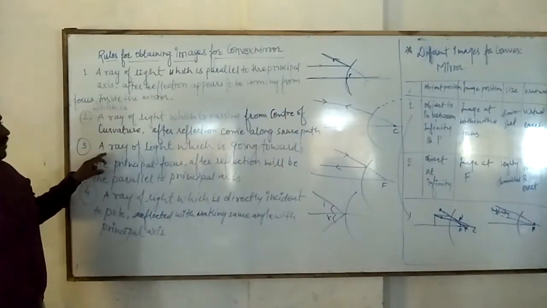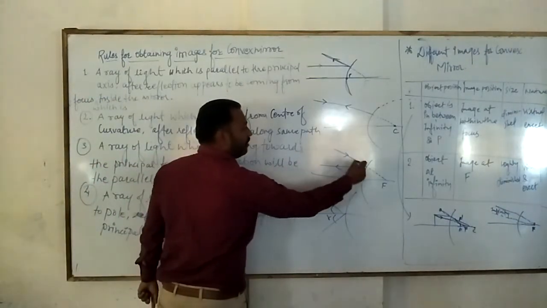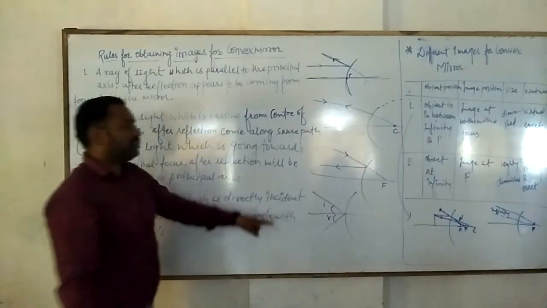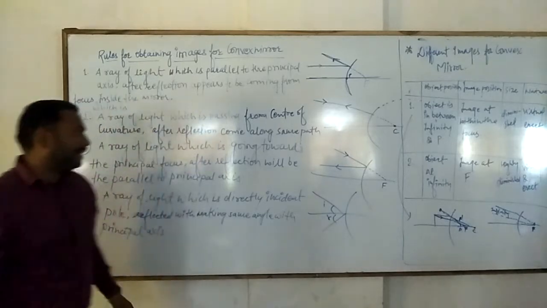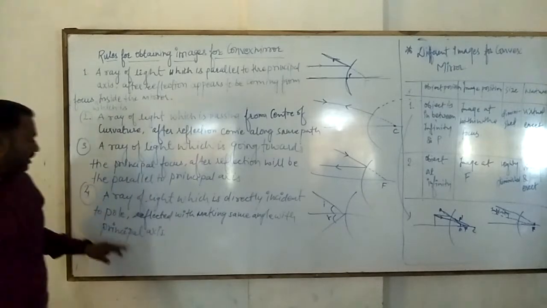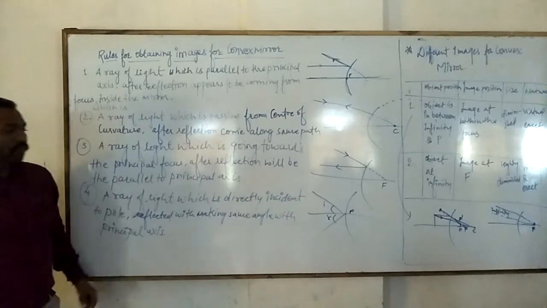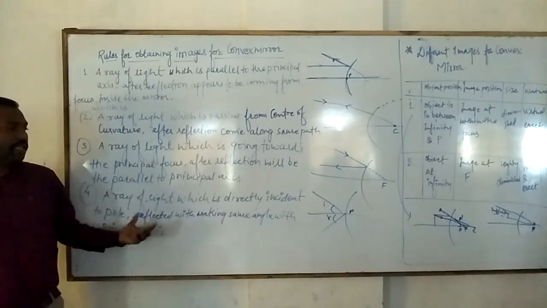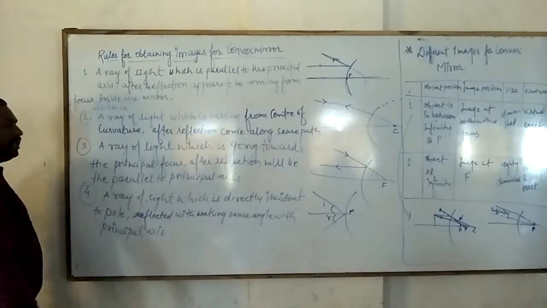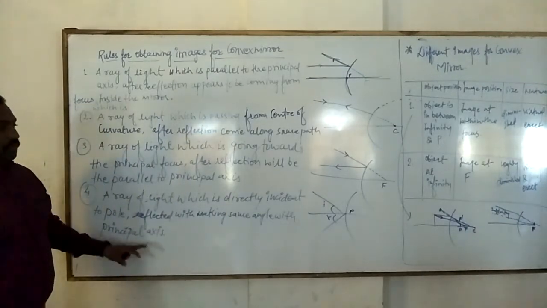Now a ray of light which is going towards the principal focus. This is the incident light directed to the principal focus, and after reflection it will be parallel to the principal axis. A ray of light which is directly incident to the pole is reflected making the same angle with the principal axis, the angle of incidence i equal to the angle of reflection r.